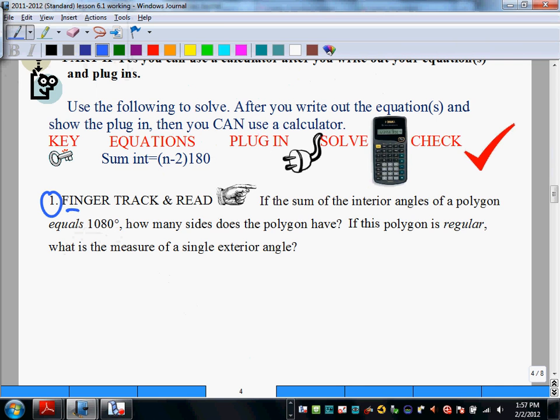Something equals 1080. So we're going to start by doing this. We're going to do something equals 1080. Now we've got to figure out what that something is.